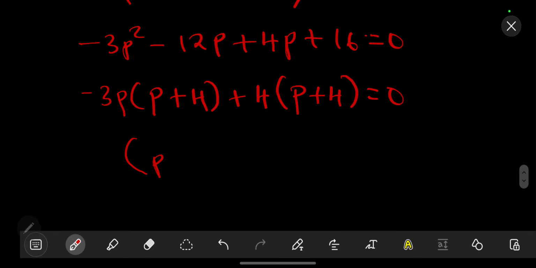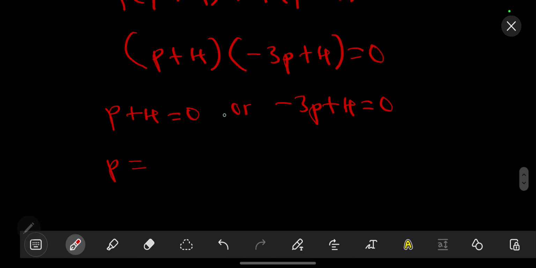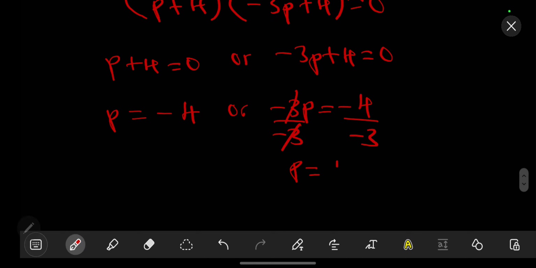So the brackets are the same. We can have p plus 4 and negative 3p plus 4, which should be equal to 0. So we equate either p plus 4 equal to 0, or negative 3p plus 4 equal to 0. So our p should be equal to negative 4, or we take the 4 to the other side, negative 3p is equal to negative 4, so negative 4 over negative 3. So our p value will be equal to positive 4 over 3.